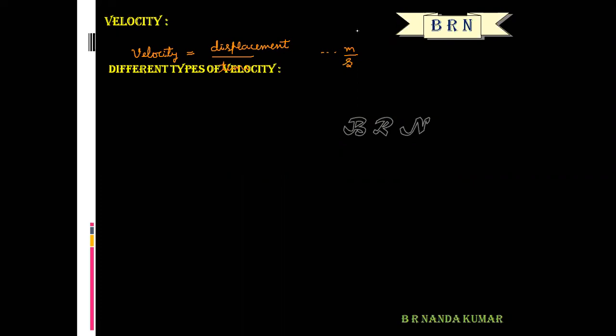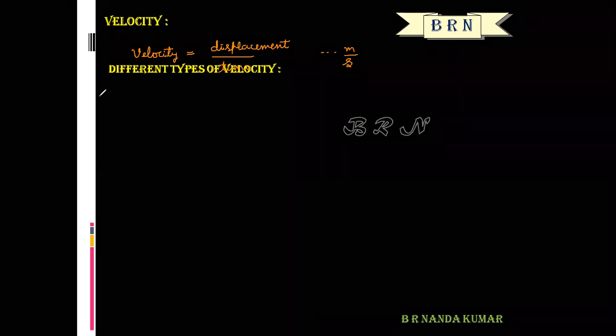The first one is uniform velocity. A particle is said to be moving with uniform velocity if it covers equal displacements in equal intervals of time.